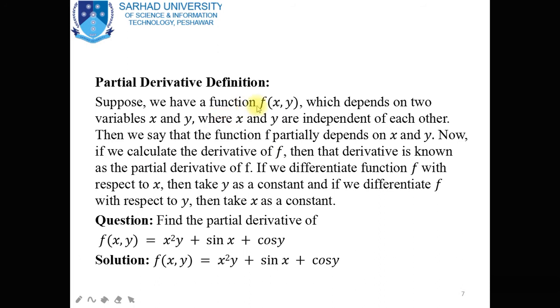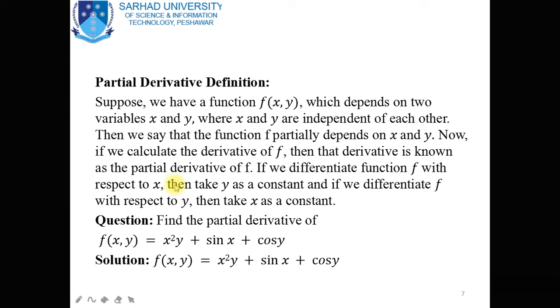So suppose we have a function f of x and y which depends on two variables x and y, where x and y are independent of each other. This is a multivariable function. Then we say that the function f depends on x and y. Dear students, note that for a multivariable function, it is not necessary that there will be more than two variables. This is in the independent sense, where x and y are independent of each other. When x is independent, then y will be treated as a constant, and when y is independent, then x is treated as a constant. So x and y are independent of each other.